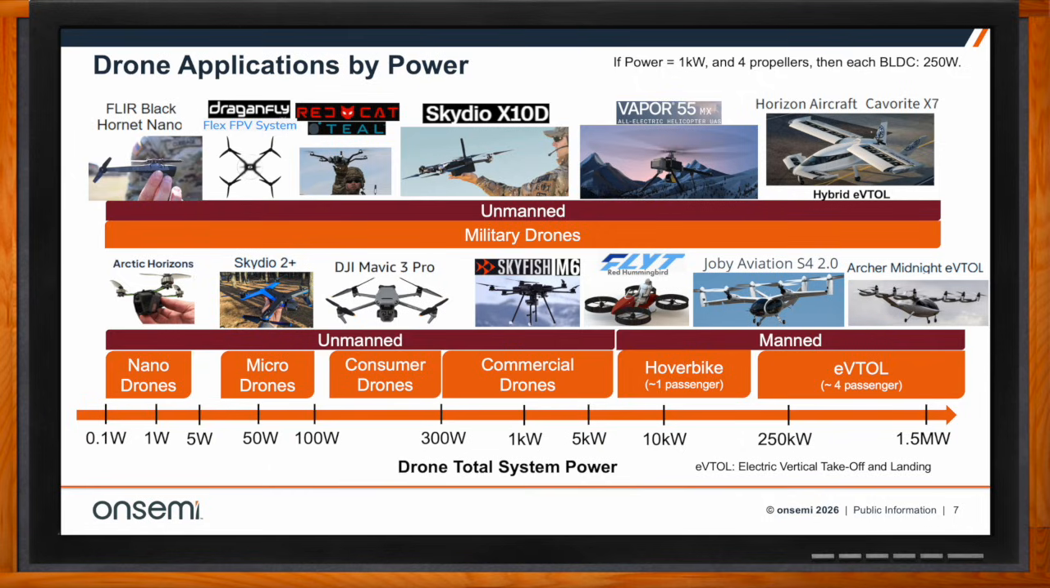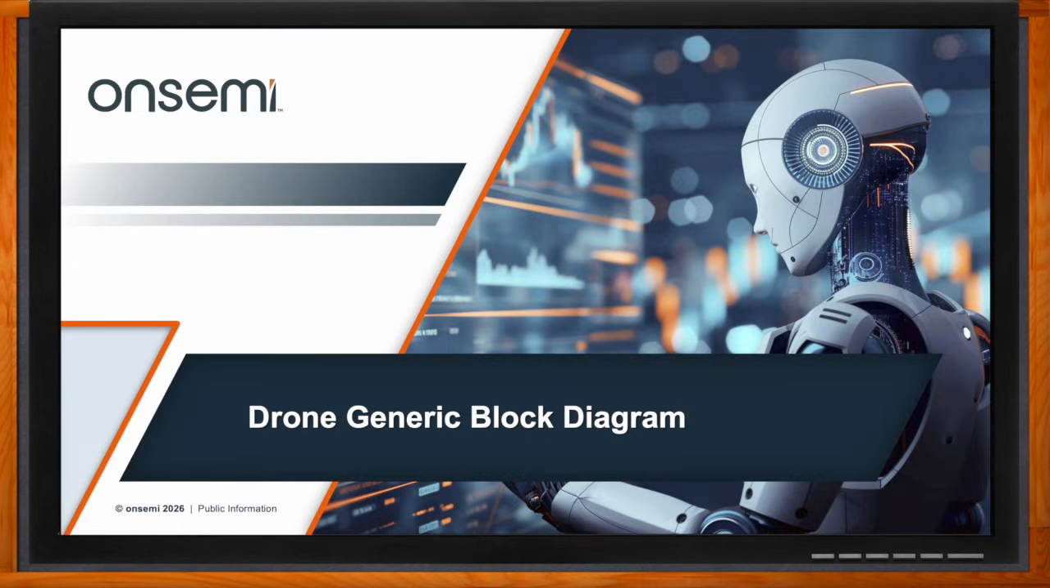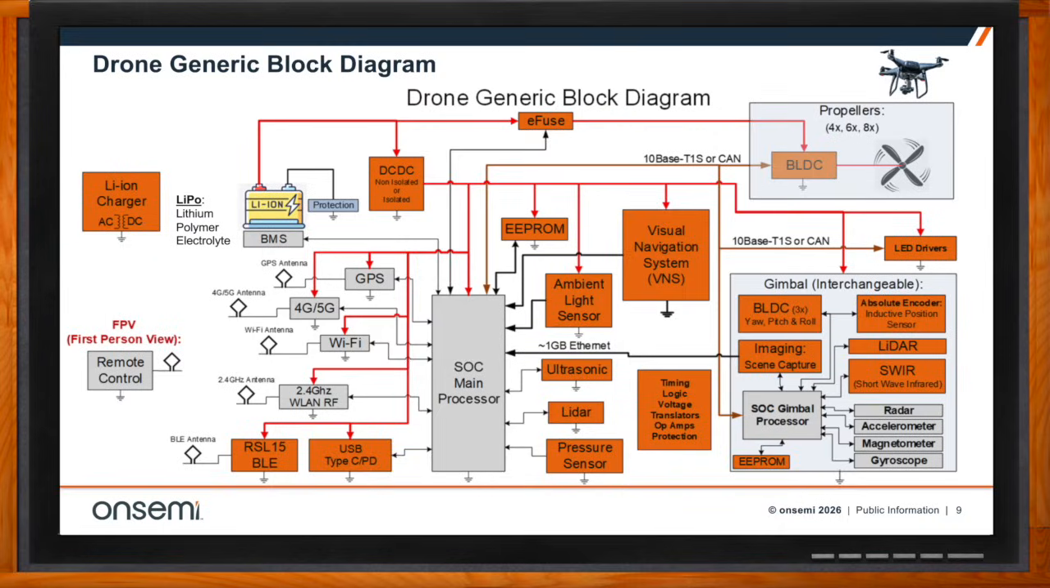So, can we take a closer look at a drone application? Sure. In the drone generic block diagram you see here, the main system on chip processor in gray in the middle is really the brain of the drone.